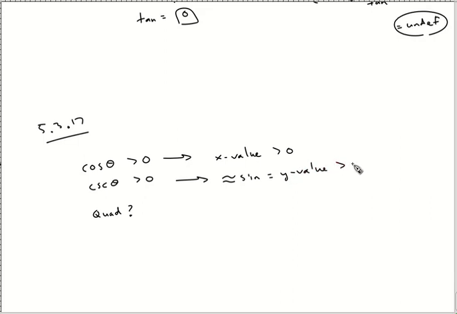And so you're saying that your y value is greater than 0. Your x value is greater than 0, your y value is greater than 0. They're both positive. It's right here. That's quadrant 1. There you go. So there's your answer. Quadrant 1.